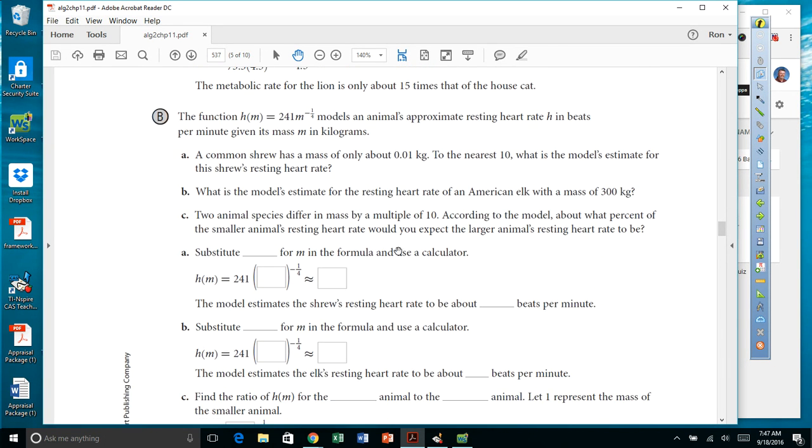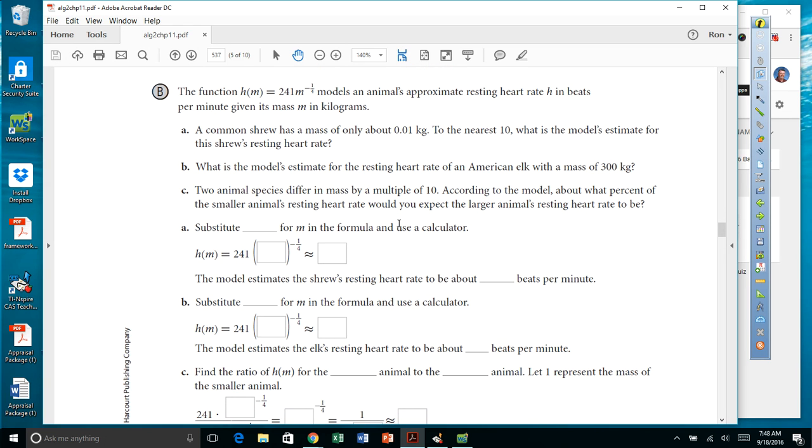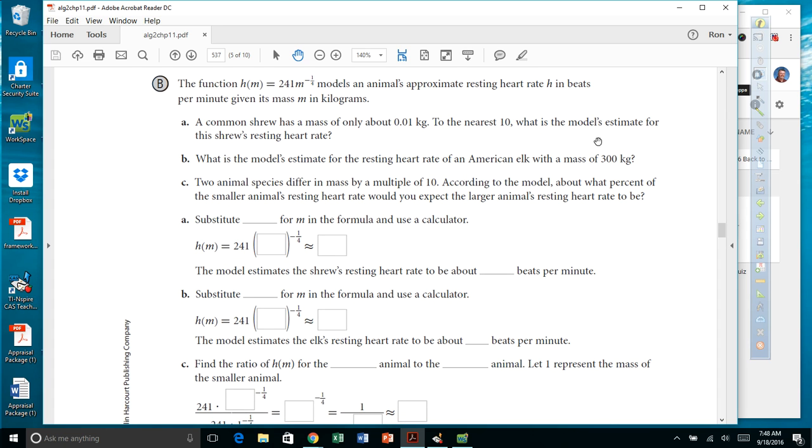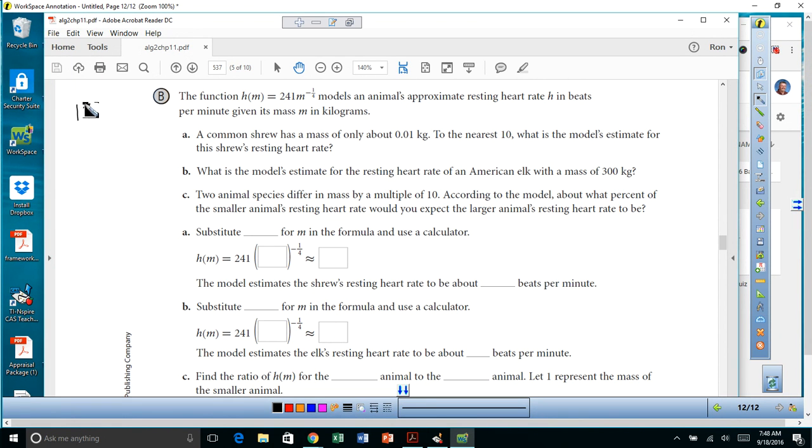The function h(m) equals 241 m to the negative 1/4 power models an animal's approximate resting heart rate h in beats per minute given its mass in kilograms. A common shrew has a mass of only about 0.01 kilograms. Well, how much is a kilogram? A kilogram is approximately 2.2 pounds.